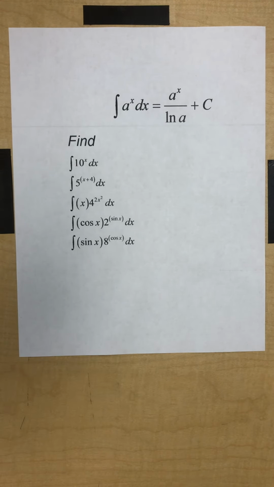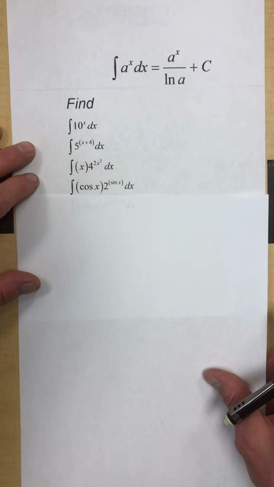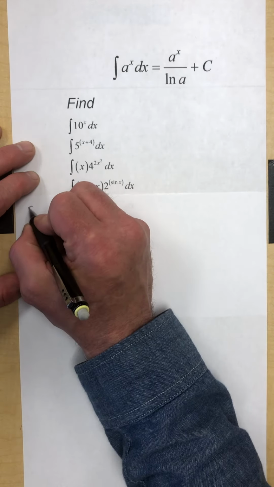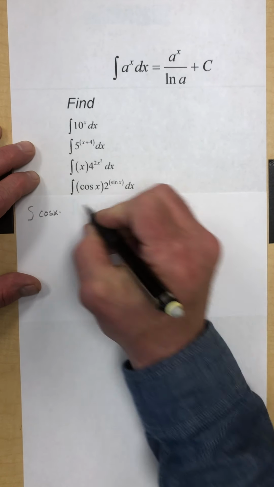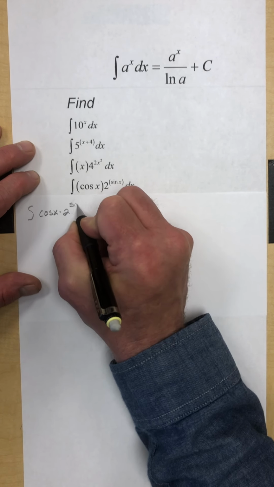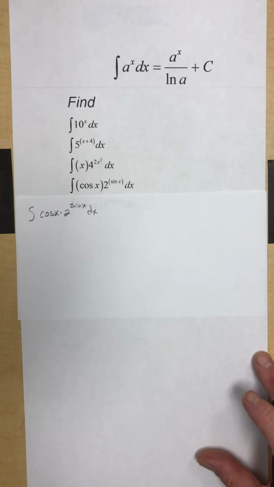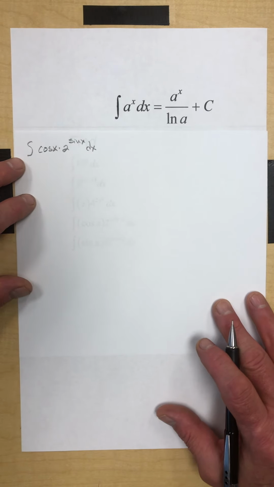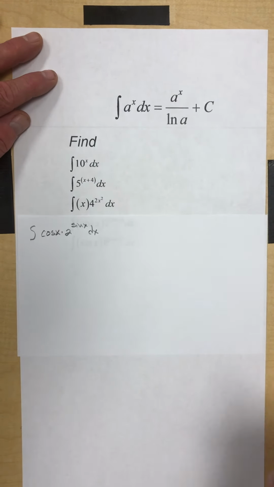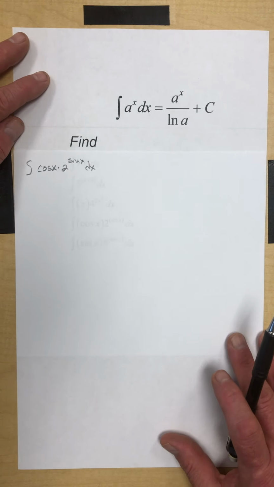Let's bump down to these bottom two and see what's going on here. We have the integral of cosine of x times 2 to the power of the sine of x dx. Just like the previous two, I would think u substitution is going to work out. Where we let u be our exponent, why don't we try the same thing here and see if that works?